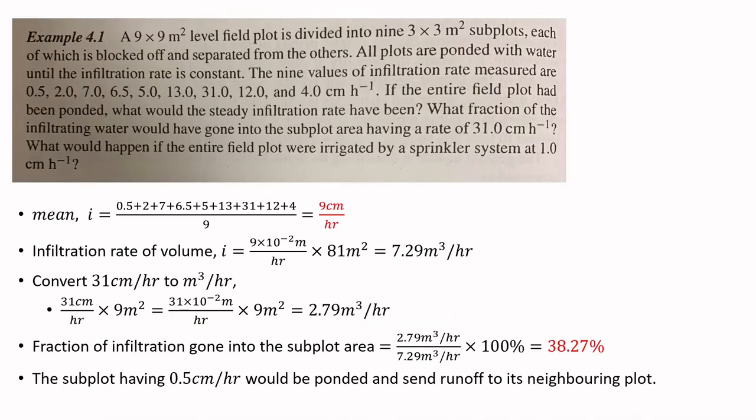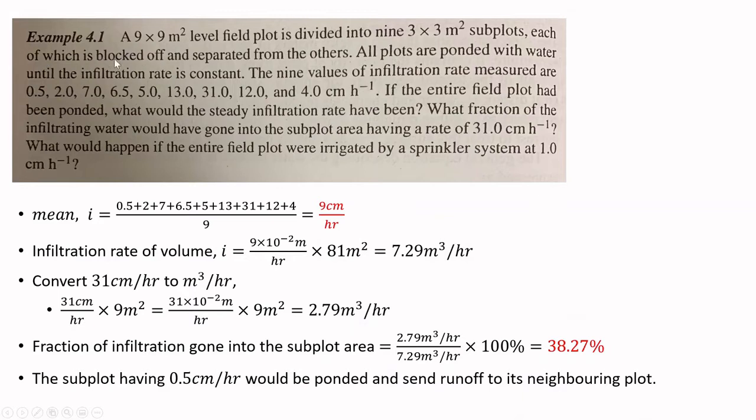Okay, now let us look at an example. This is example 4.1. Let's say you have a 9 by 9 meter square level field plot. The plot of land is divided into 9 subplots of 3 by 3 meters. So you have 81 square meters, and then you break it down into 9 subplots. So each plot has 9 square meters. So you have 9 subplots of 9 square meters.